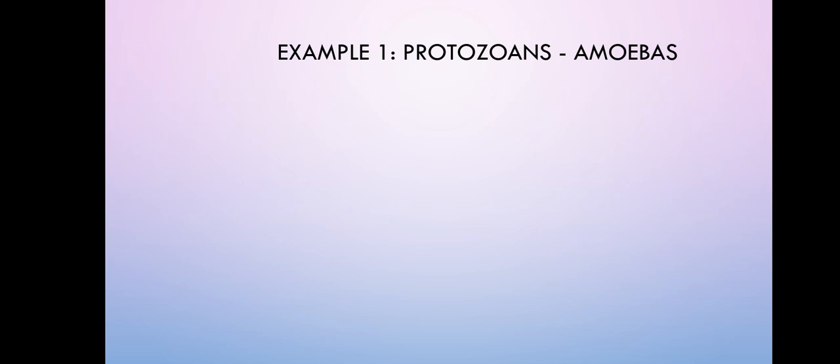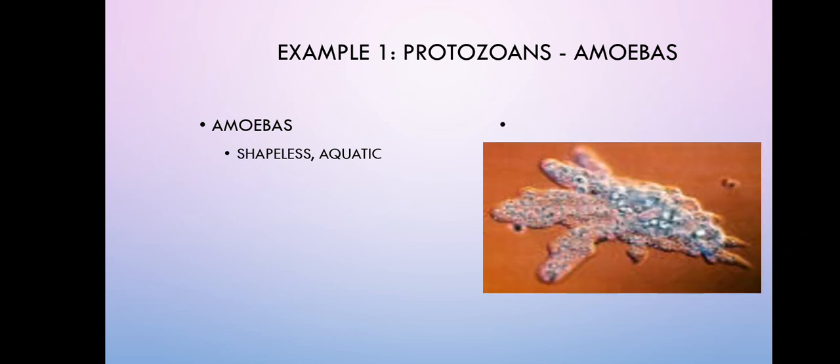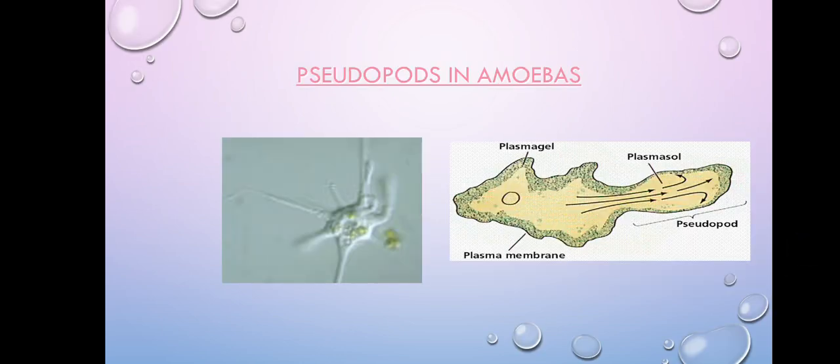Example 1, protozoans, amoebas. Amoebas are shapeless and aquatic. These are amoebas. Pseudopods in amoebas. There is the diagram of an amoeba, in which we have the plasma membrane, the cytoplasm, and the pseudopod. The pseudopod is the foot through which they move.